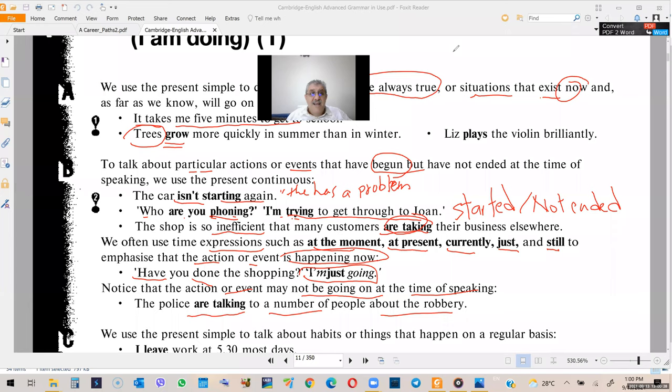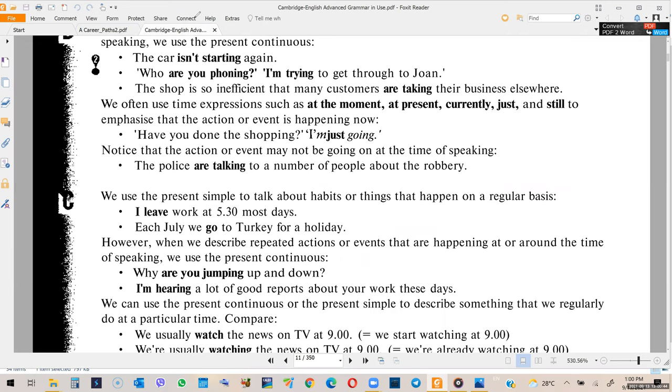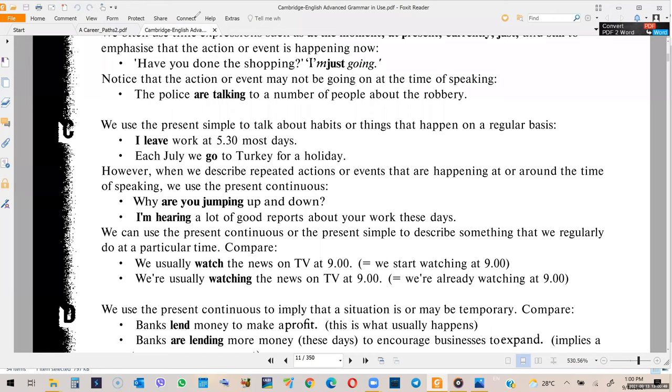Okay, someone stole something. Now, number C. We use the present simple to talk about habits or things that happen on a regular basis. Regular means routine, something routine. I leave work at 5:30 most days. Each July, we go to Turkey. Every year, for example, we fast in Ramadan, or in Ramadan, we fast.